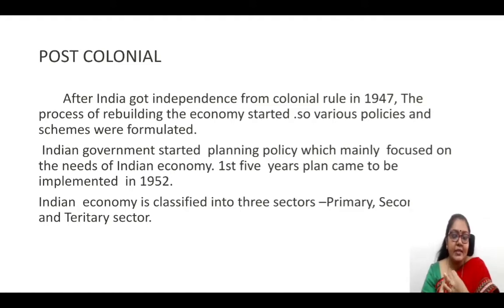the Indian economy is basically classified into 3 sectors, that is the primary sector, secondary sector, and the tertiary sector. So let's see how these 3 sectors contribute to the Indian economy and what these sectors are actually made up of.